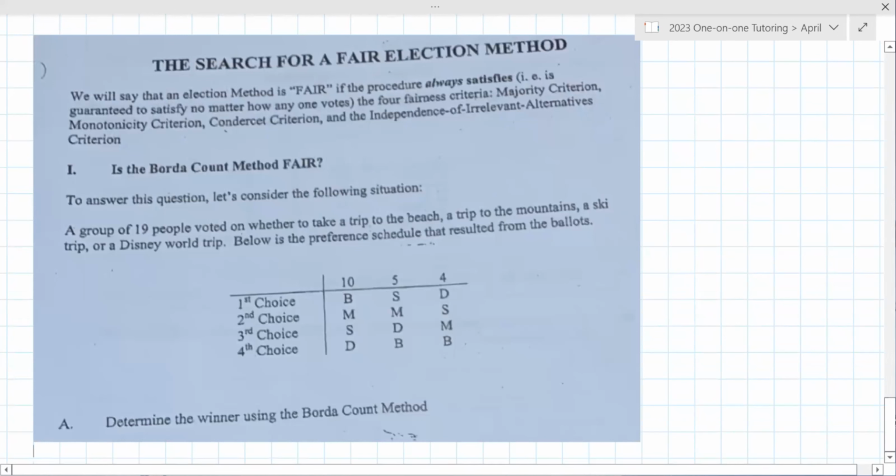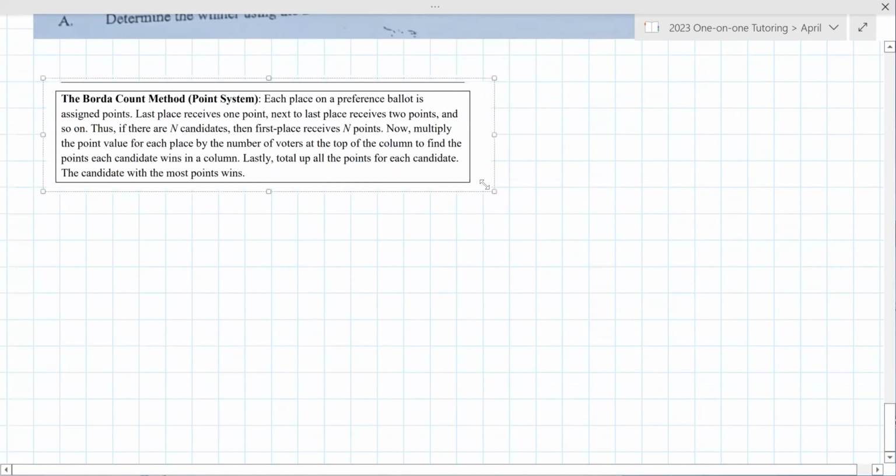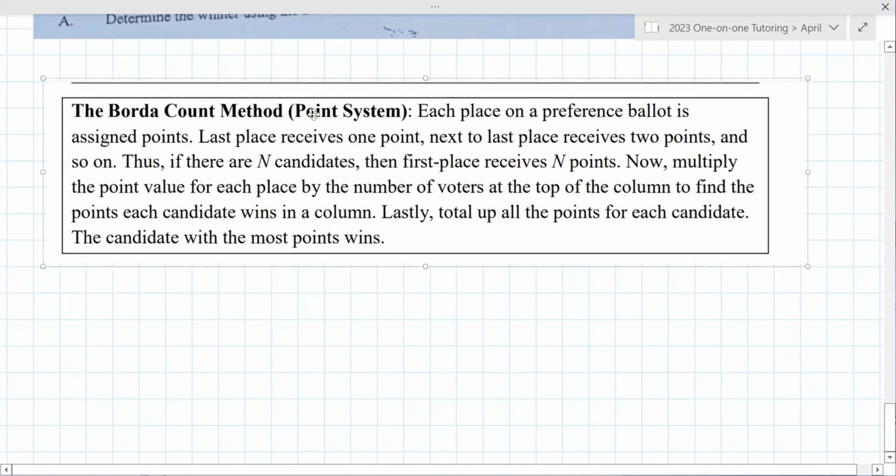I think this one has a little bit more math involved, meaning it's got a few more multiplications. All right, so here we go. Snip this in. Okay, the Borda count method, point system.